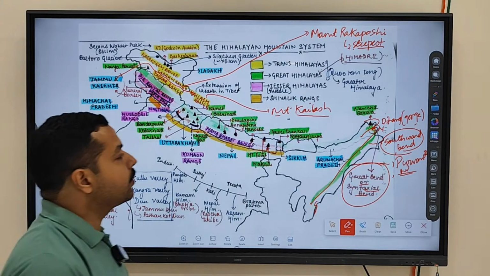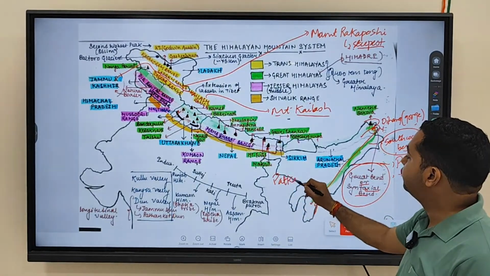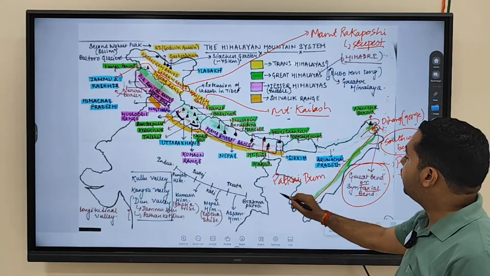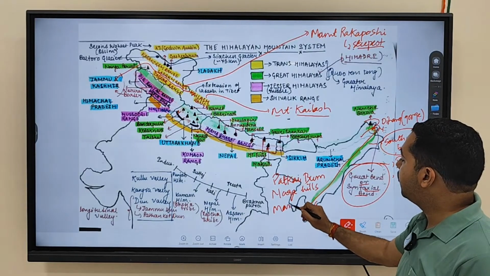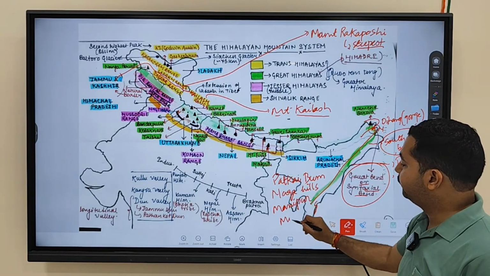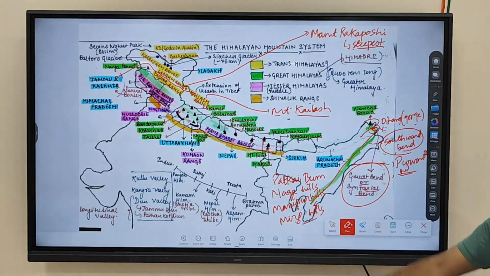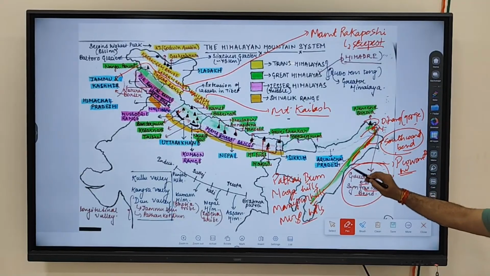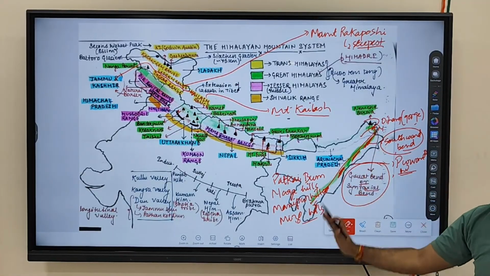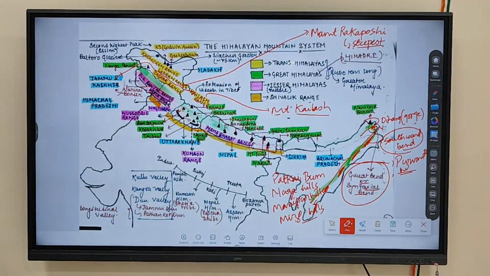These Purvanchal hills are known by different names. They are referred to as Patkai Bum, Naga hills, Manipur hills, and Mizo hills. So Patkai Bum is over here in Arunachal, then Nagaland, then Manipur, and then Mizoram.